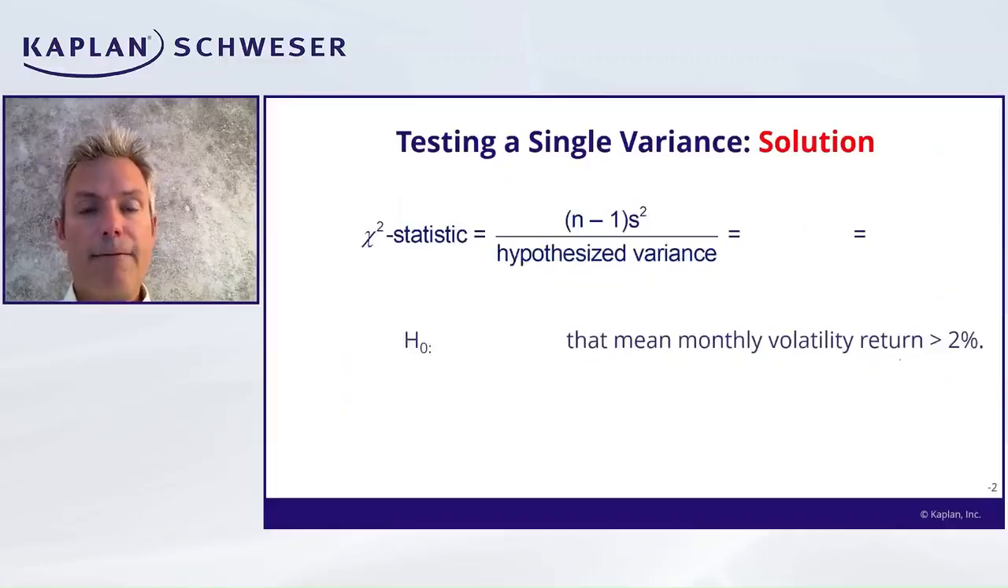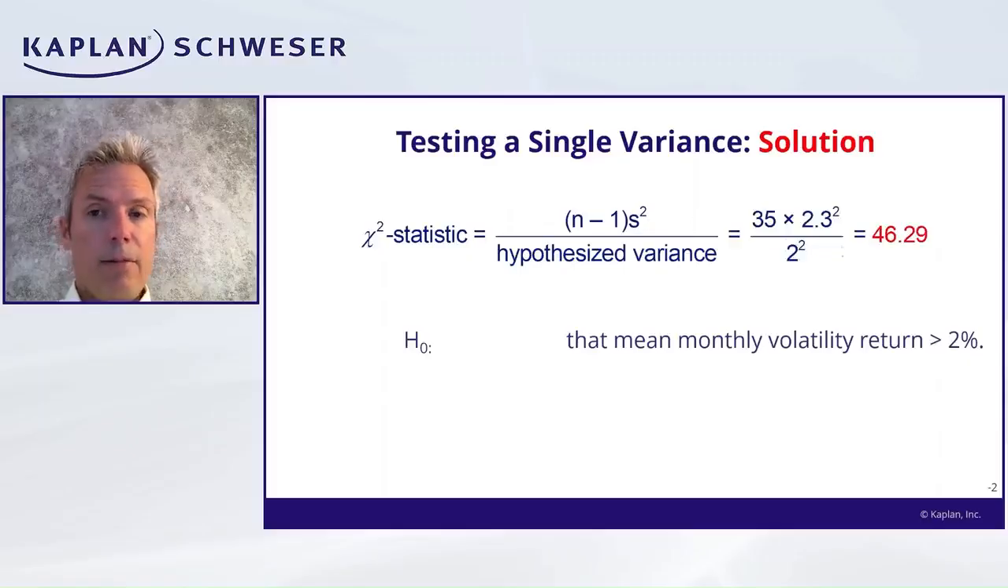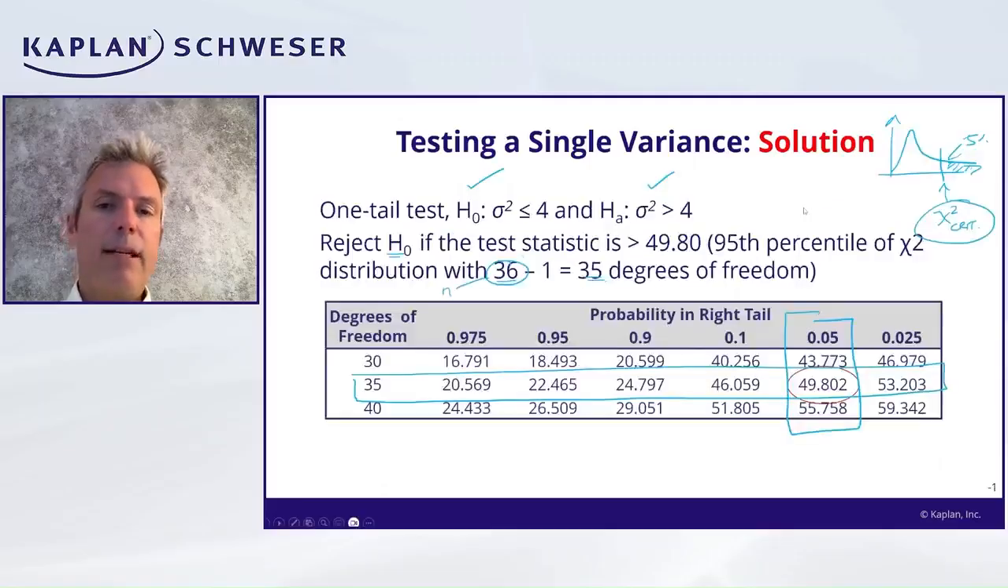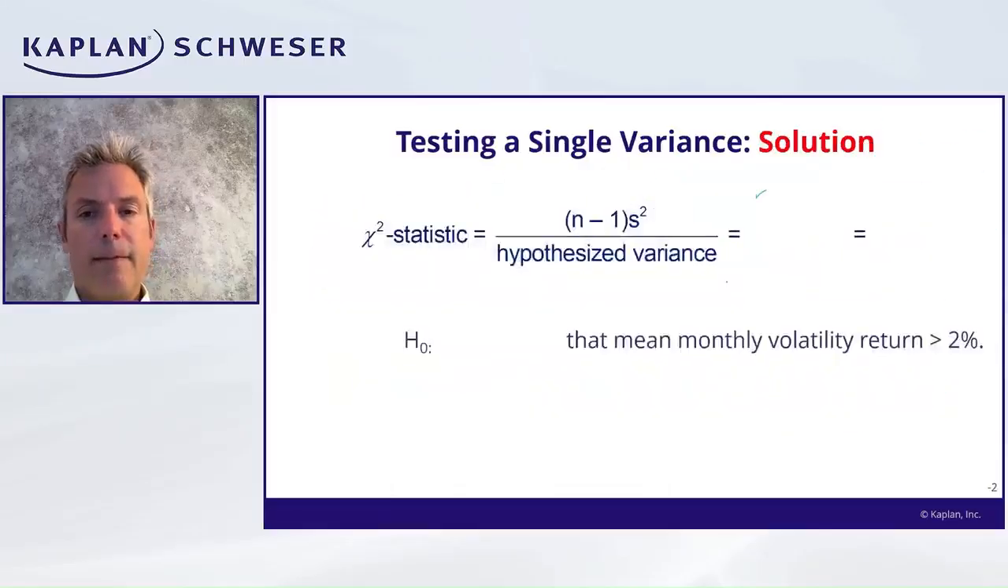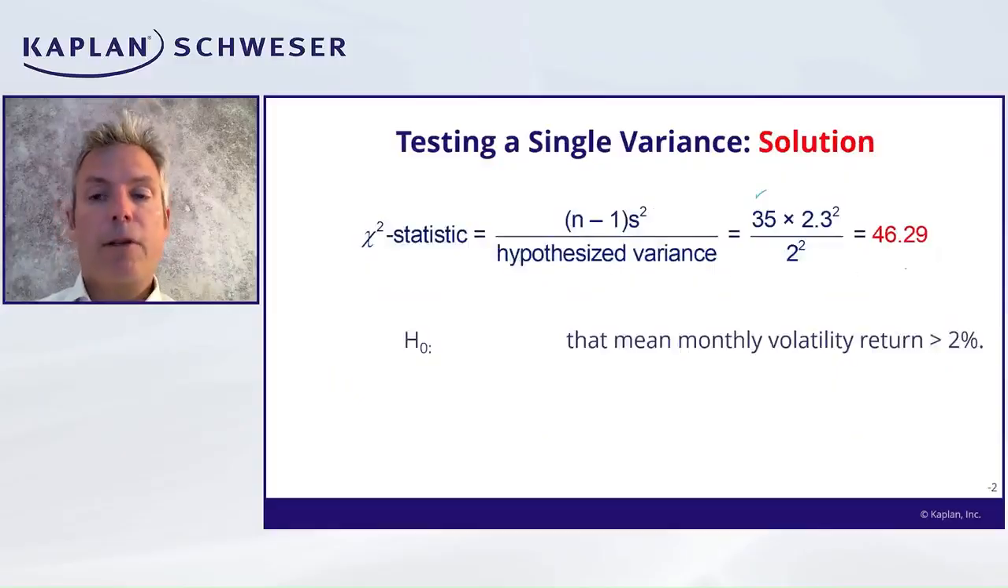You need to know that formula. The test statistic is n-1 lots of s squared, where s is the sample standard deviation. You can work in whole percent. We're going to go 35 times 2.3 squared. Now, I labeled it s a long time ago. There it is, 2.3. And we divide that by the hypothesized variance of 2 squared, and we get 46.29.